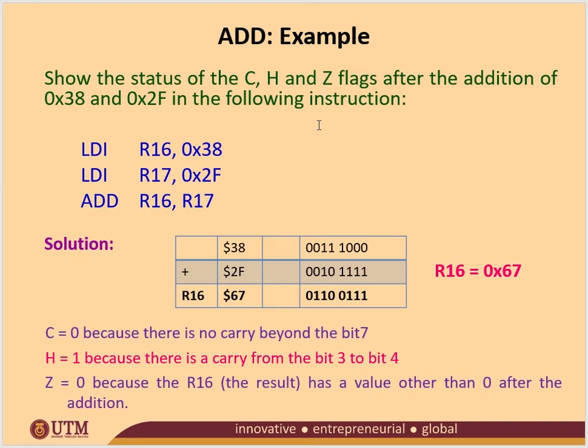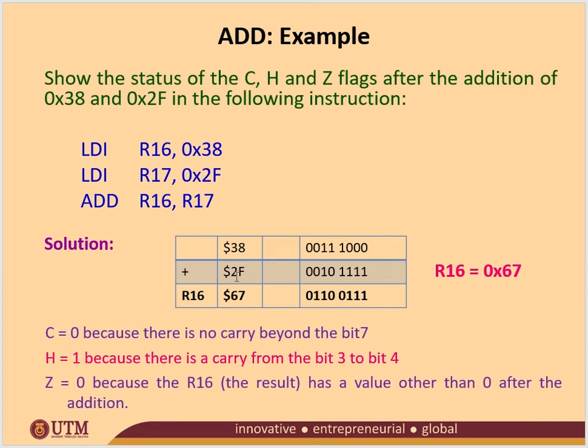How to do that? To do that, first you convert the hexadecimal numbers 38 and 2F to binary. Every time you want to check the status register flags, you convert the hexadecimal number to binary first. So 38 in binary is 00111000. You can use a calculator to convert the number, or you can simply use the 8421 method.